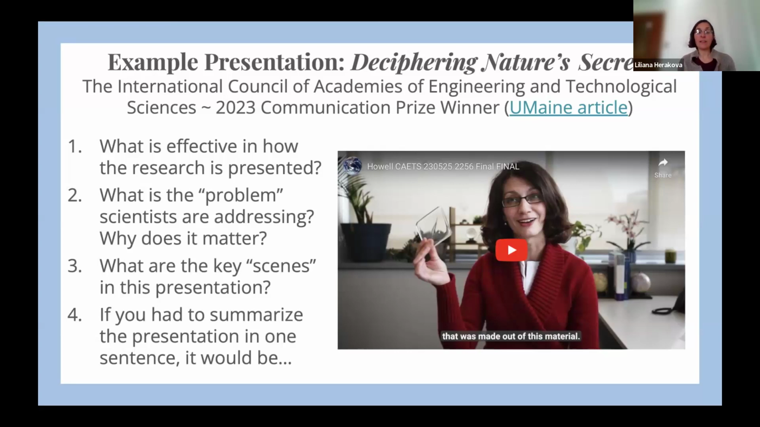So what is effective in how the research is presented in this particular research talk? What is the problem scientists are addressing and why does it matter? What are the key scenes in the presentation? So here, instead of thinking about a traditional outline, we're trying to think about what are those moments that organize how ideas are shared with the audience. And if you had to summarize the presentation in one sentence, what would that sentence be? Maybe we focus on that last one. If you had to put something in the chat, what would be your one sentence summary?